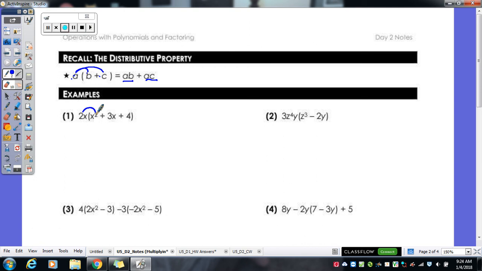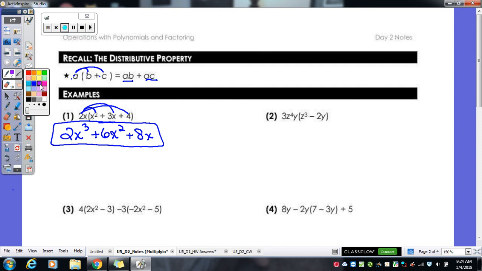So for the first one, we're going to distribute 2x. So we're going to do 2x times that x squared first. So that would give us 2x to the 3rd. You multiply your coefficients, add your exponents. So 1 plus 2 gives me x to the 3rd. Then we multiply the 2x times the 3x. So 2 times 3 gives me 6. X times x gives me x squared because I add my 1s and it gives me the 2. And then 2x times 4 would give us 8x. And then that right there is our final answer.